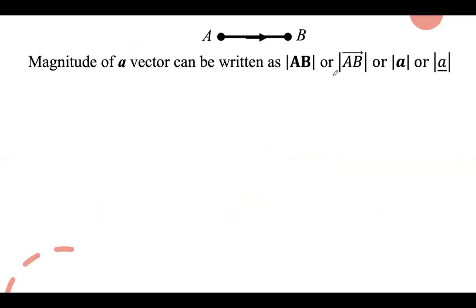Vector AB has magnitude. Just now, this is a vector, so a vector has direction and magnitude. So how to represent the magnitude of vector A or AB? We can write it as modulus AB, or modulus A bold, or modulus A tilde.